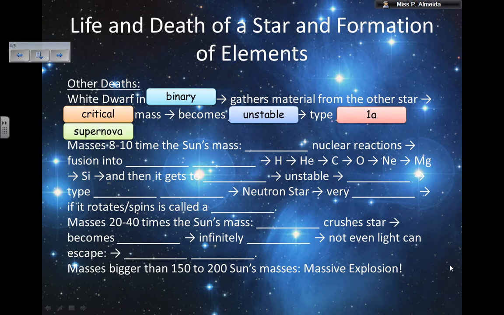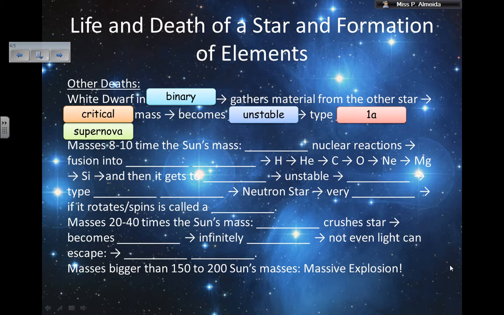Every single type 1a supernova is because of a white dwarf in a binary, and it gathered way too much material from the star that is around it. It reached the critical mass and it became unstable and exploded, okay? So that's the type 1a supernova.